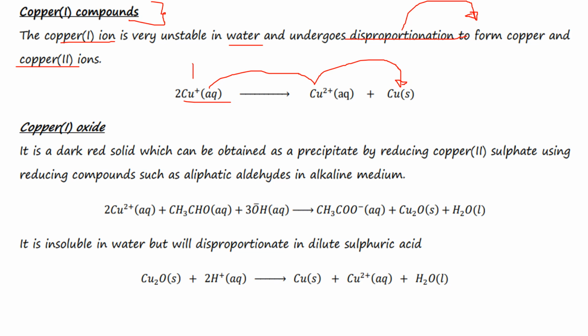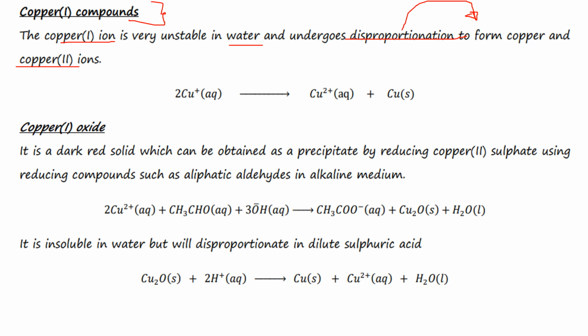Here we came from +1 and went to +2 as the oxidation state, so that's oxidation. But here the oxidation state is 0, so it means that here copper was reduced, but here copper was oxidized. So a disproportionation reaction is a reaction in which we have both reduction and oxidation happening on the same species simultaneously, or at the same time.